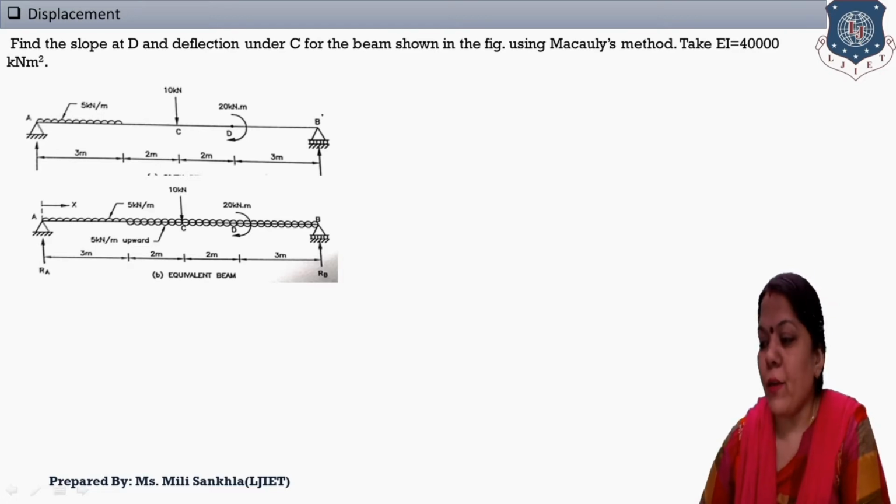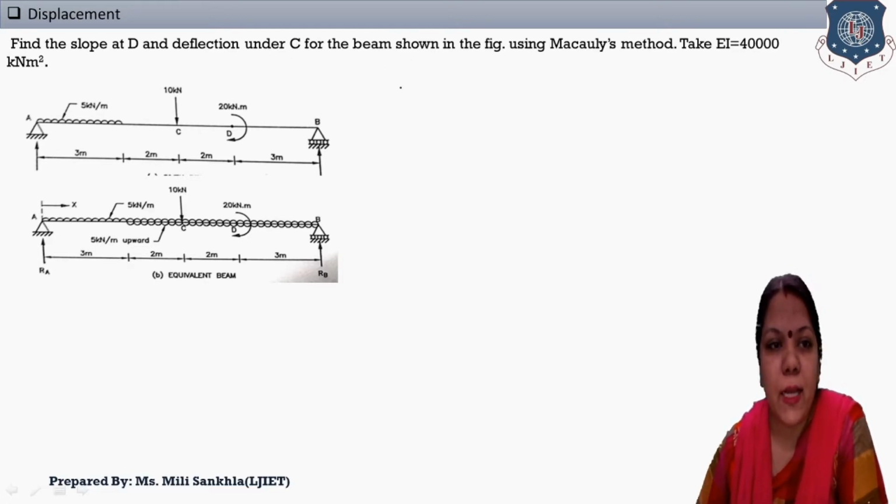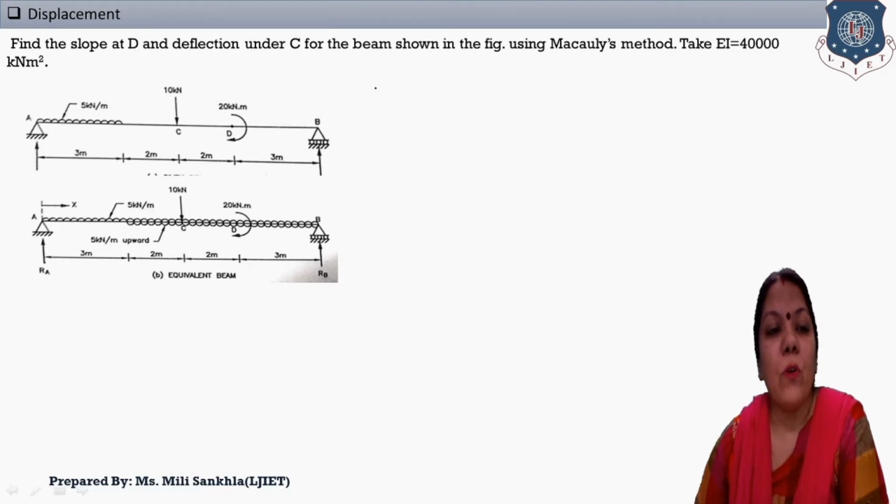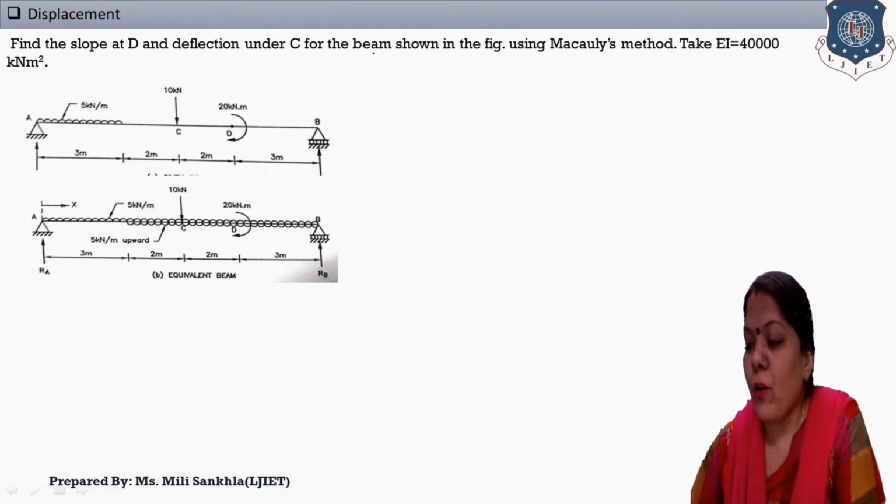Now, in the first figure we can see that the UDL is 5 kilonewton per meter, and the point load is 10. In this example, with the given simply supported beam, a moment is given. Look at this, the UDL starts at point A and stops at the middle one. If the UDL is given this way in Macaulay's method, we have to take an equivalent beam. Before starting this, we have to find the support reactions, and support reactions are always found with respect to a reference point.